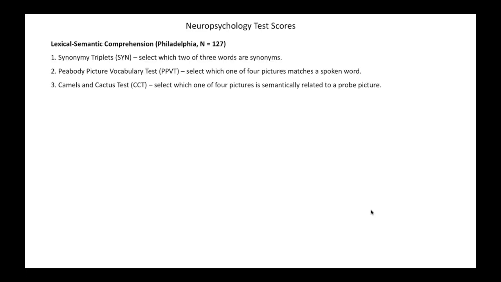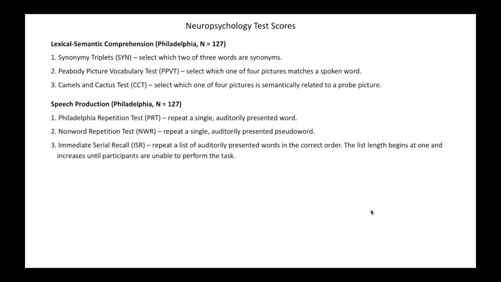Okay, so we can look at neuropsychology test scores. We looked at lexical-semantic comprehension scores from 127 people from the Philadelphia cohort. This is all the people who had these tests available, again, trying to be as inclusive as possible. So synonymy triplets, where you select which two of three words are synonyms. Peabody picture vocabulary test, where you hear a word and you have to point to which picture matches the word. Camels and cactus test, where again you see four pictures, but the probe is another picture and you have to match which ones are semantically related.